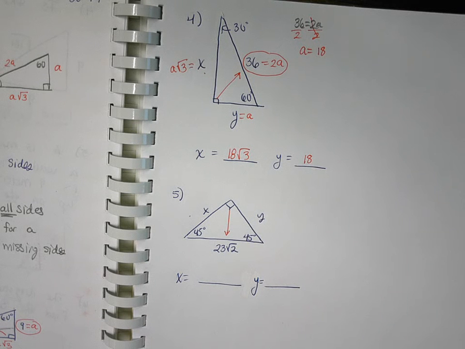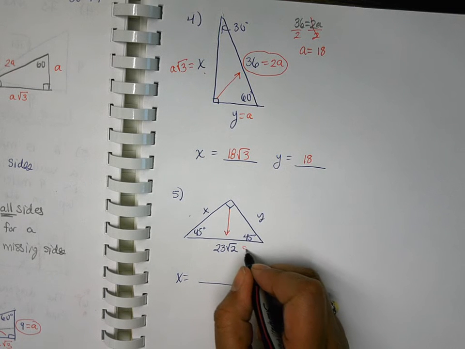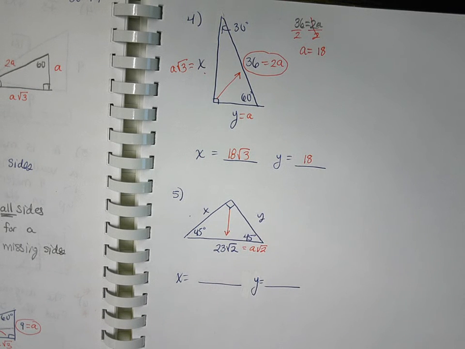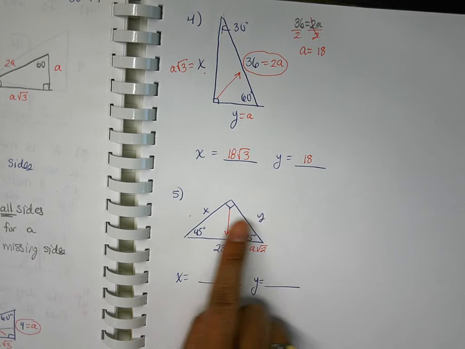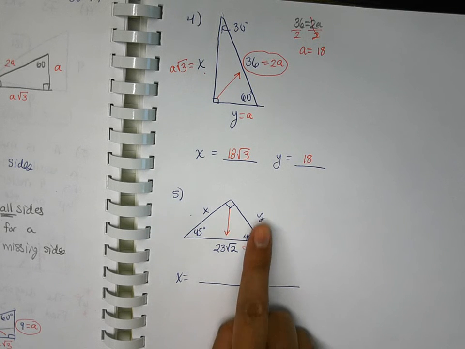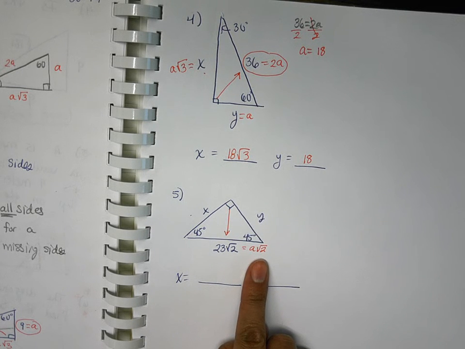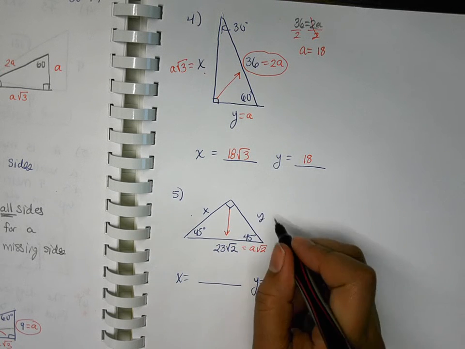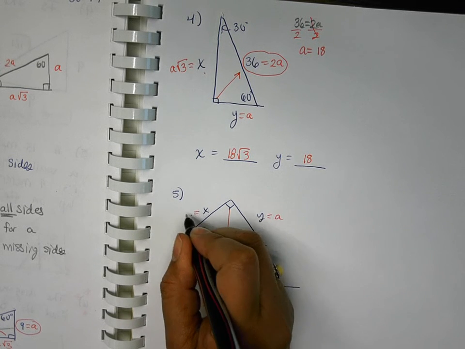Anybody tell me what it is for the 45, 45, 90? A root 2. Now, some kids will say, I know it's a root, but is it root 2 or root 3? Some kids struggle there. How do we know it's A root 2? Remember the little trick I gave you? Because these two sides are the same, it's a root 2. All right, what do we know about the legs? Both the legs are what? A. They are congruent.